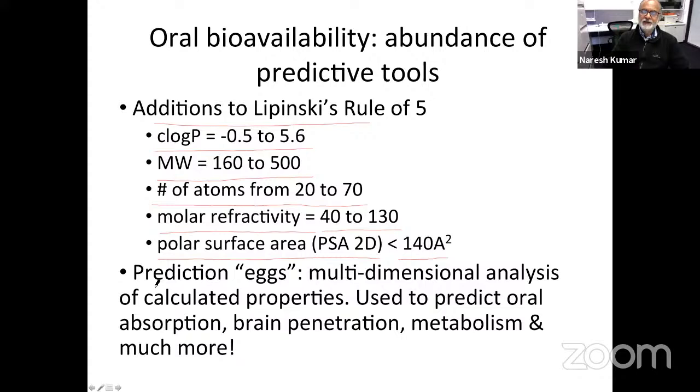And in addition to the Lipinski's rule, there is a prediction egg available, which is a multidimensional analysis of calculated properties, used to predict oral absorption, brain penetration, metabolism, and much more. So there are many software, many properties which you can measure and then predict whether this compound is going to be absorbable or not when you take it as a pill. I'm just going to show you an example of this egg. What do we mean by this egg? That is shown here on this slide.